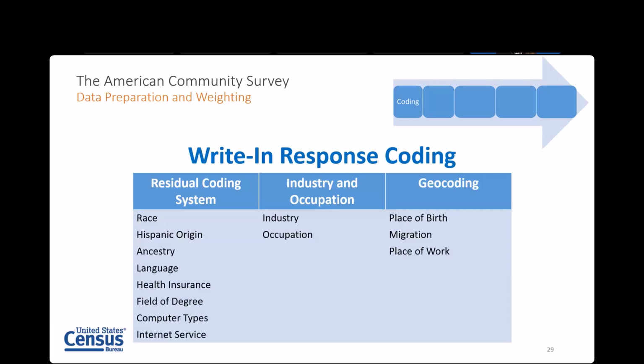Geocoding is the process of assigning a standardized code to geographic locations. The write-in responses for the questions used to develop these estimates are assessed, and depending on the variable, different levels are applied. For example, place of birth is assigned a U.S. state, the District of Columbia, Puerto Rico, a specified U.S. island area, or a foreign country where the respondents were born.